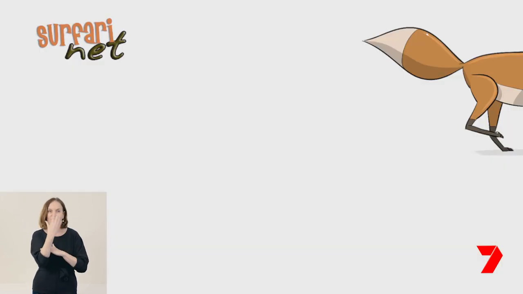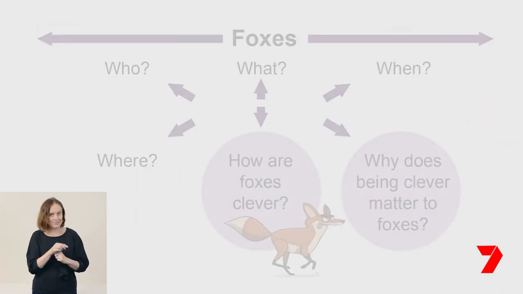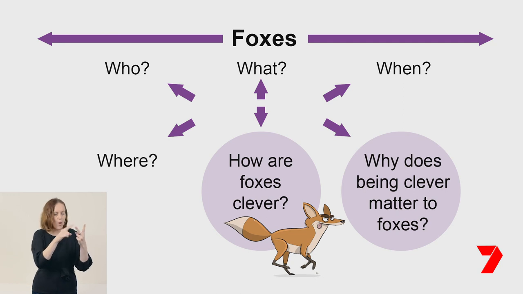Here's an example. Let's imagine we're writing about foxes using research website SafariNet, where there's a great page on underground animals. We want to say foxes are clever animals with a bushy tail. But this could be expanded to show more of our knowledge. Using our who, what, when, where, how, and why questions, we could ask, how are they clever? And why does being clever matter to foxes?